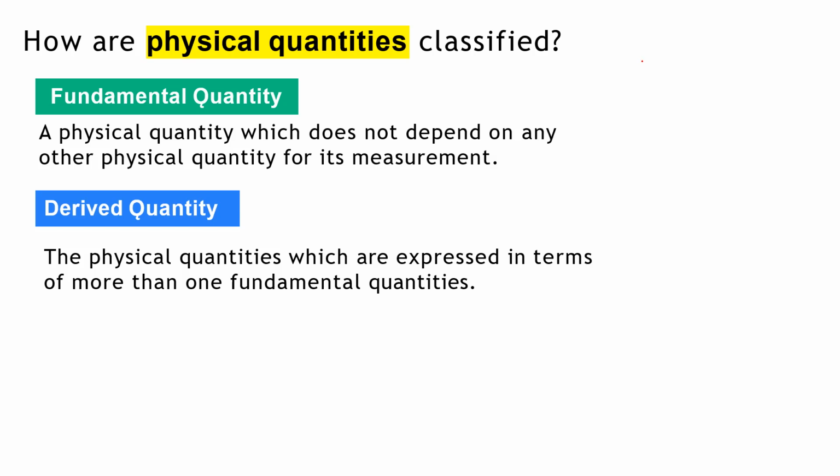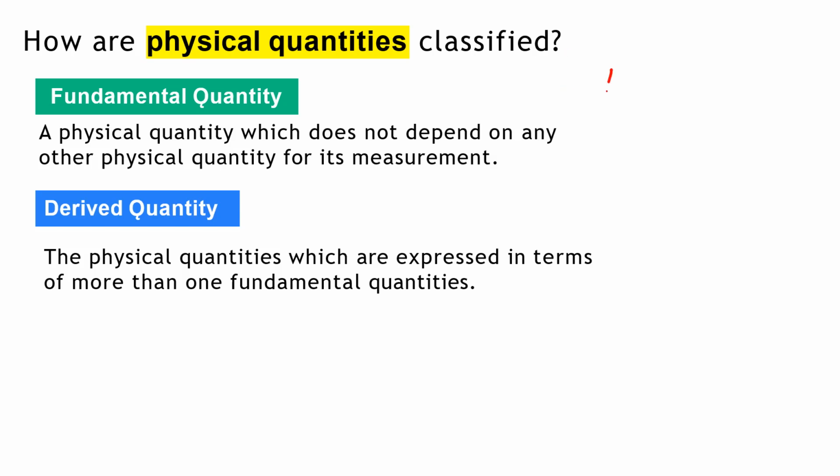Suppose the length of an object or the mass of an object, even the time, they do not depend on other physical quantities, so they are fundamental physical quantities. Whenever you have to find out any other physical quantity, you need the help of length, mass, or time. There are 7 fundamental physical quantities.